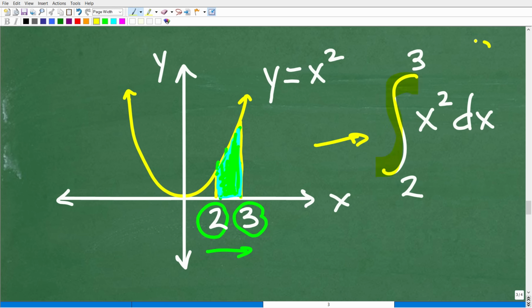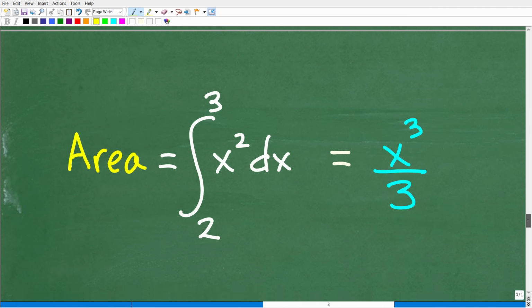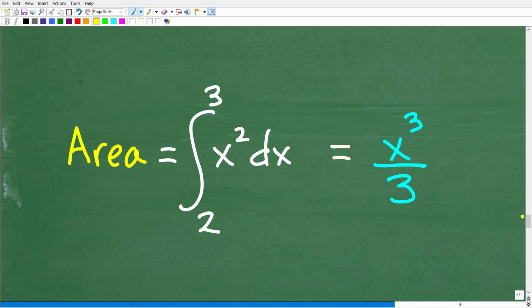Now what we need to do is actually calculate the area, and we're not going to need to know much math. We're going to be talking about some basic fractions, really, in order to calculate the area. So let's get into that right now. The area underneath that curve, this little crazy shape right there, is going to be equal to this integral from 2 to 3 of x squared dx.